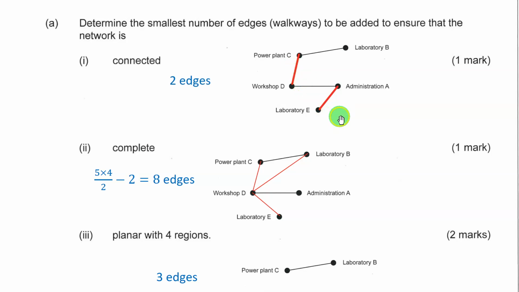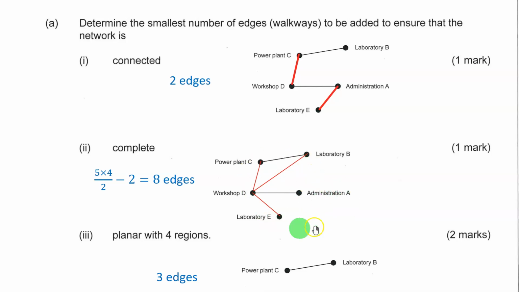This is one way of doing it, but we've just got to make sure that there's a path from every vertex to every other vertex. That's the definition of a connected graph. To be complete, so we've got 5 vertices and every vertex has got to be joined to every other. So for example, here at workshop D, this one vertex is complete because workshop D is connected to 1, 2, 3, 4, the other 4 vertices.